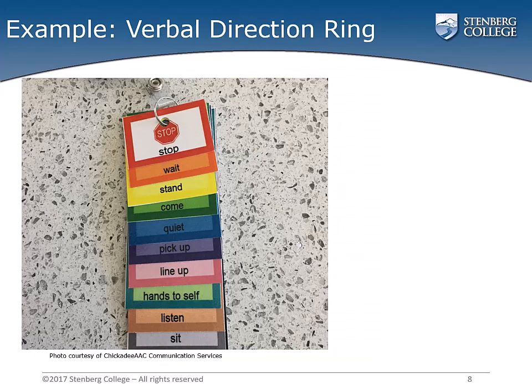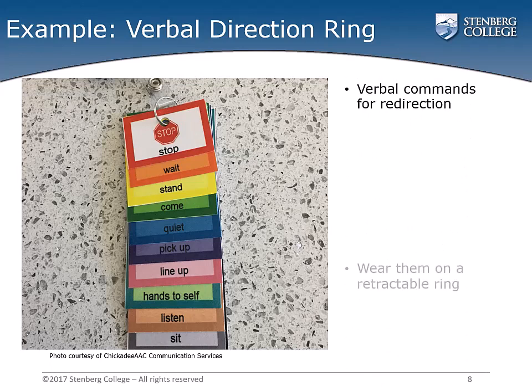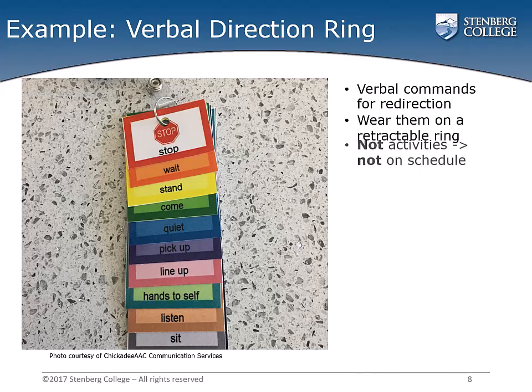A verbal direction ring consists of commonly used directions or commands that we seem to give our kids and students all day long. These commands are paired with a visual and worn on a retractable ring so that you can support your words with a visual representation. They are not activities, so they would not go on a schedule. They go with you, the educational assistant.